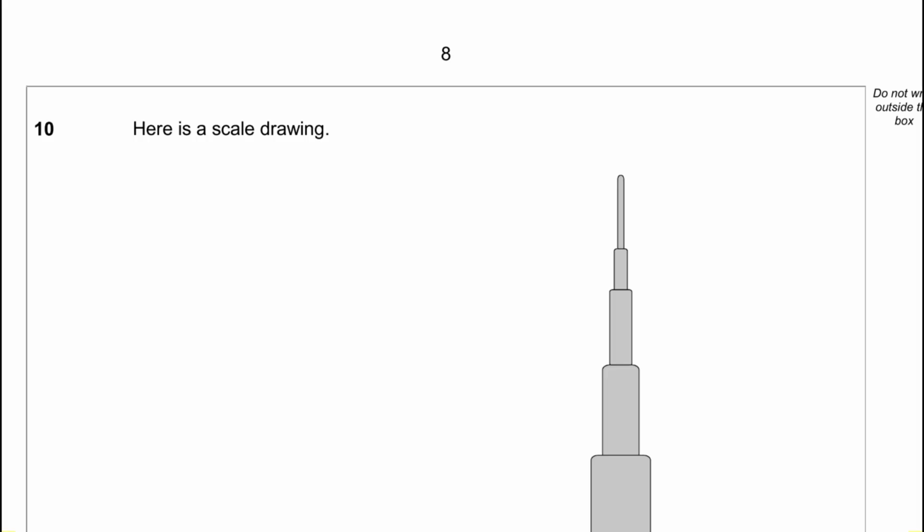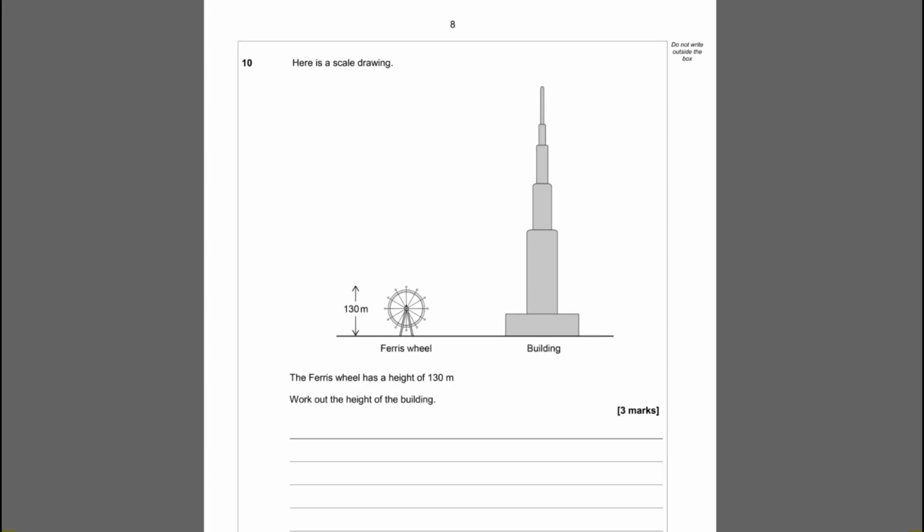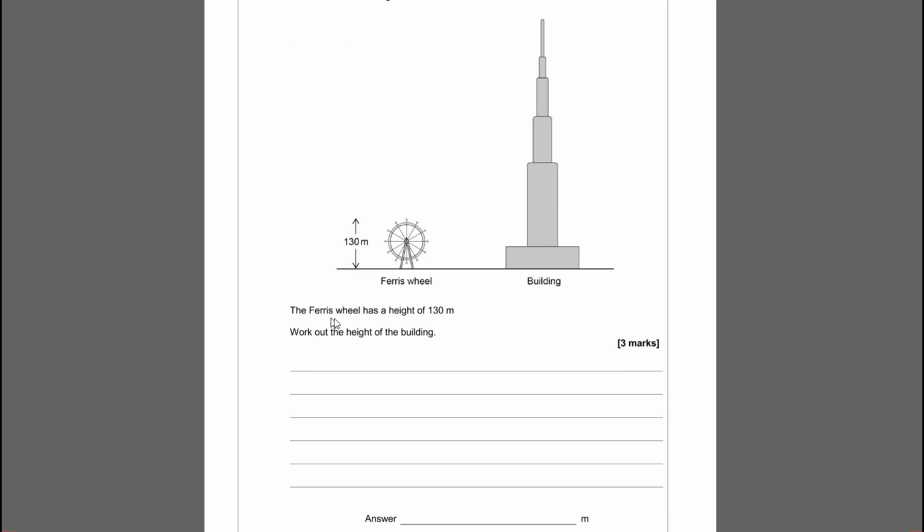Question 10. Here is a scale drawing. Let's see the drawing. It says the Ferris wheel has a height of 130 meters. Work out the height of the building. So this time you need to use your ruler. I'll use my ruler on the paper. My ruler shows it is 2 centimeters for this height. And for this one, I got 9.7 centimeters.